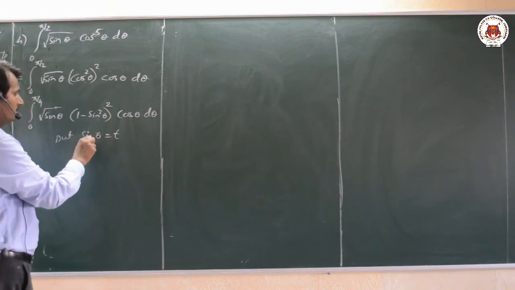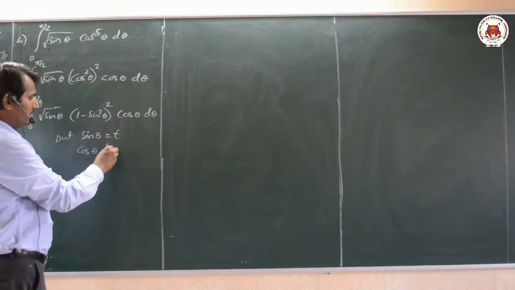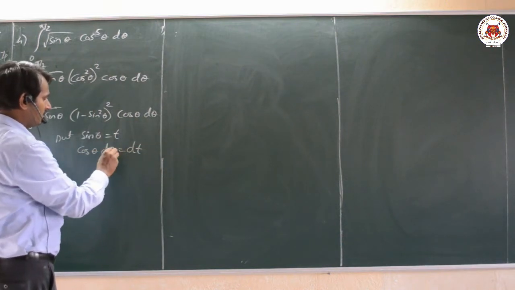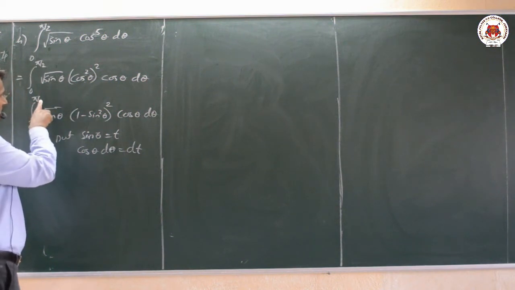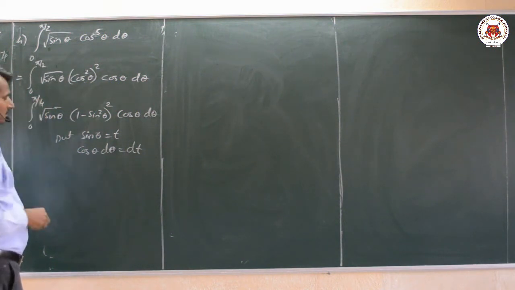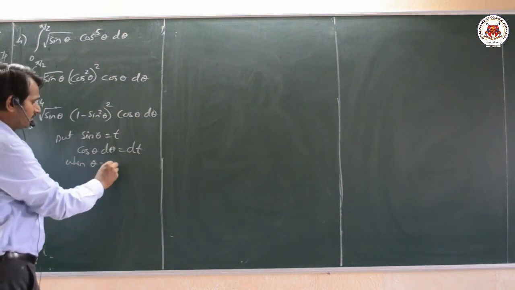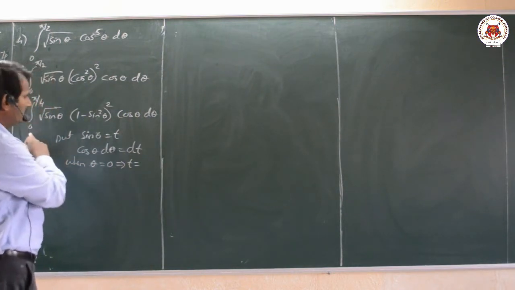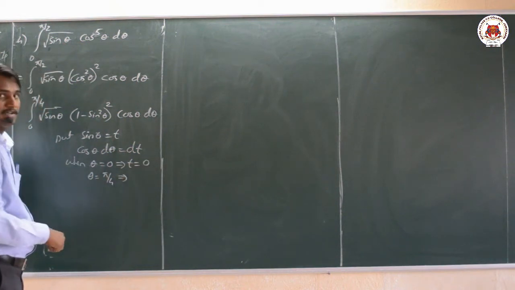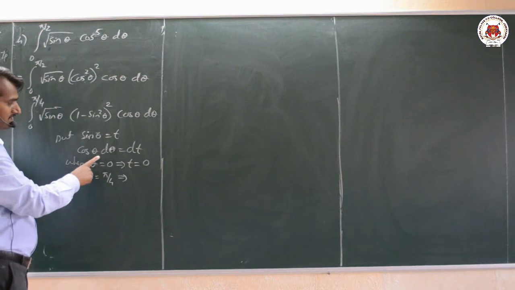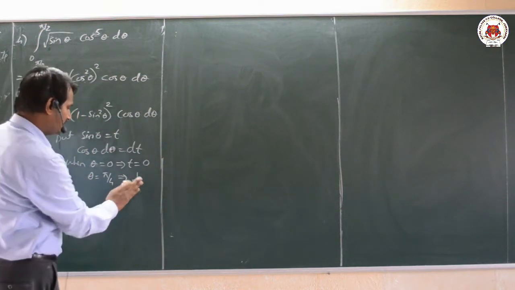I will substitute. Okay, so what we get, differentiating sin theta, cos theta d theta is equal to dt. Now we can substitute both the upper and lower limits. So when theta is equal to 0, that implies t is equal to 0. When theta is equal to pi by 2, the value for t will be sin pi by 2, that is 1.